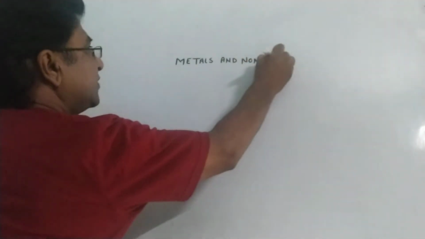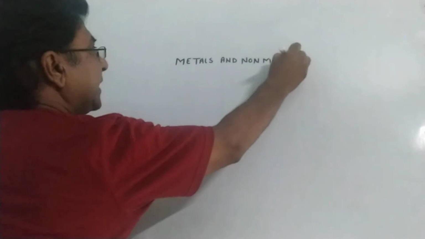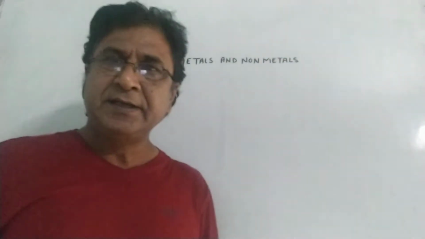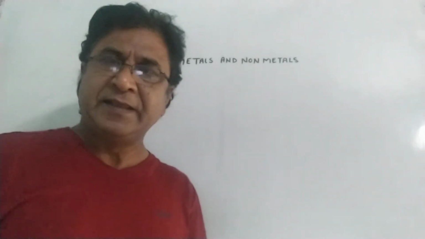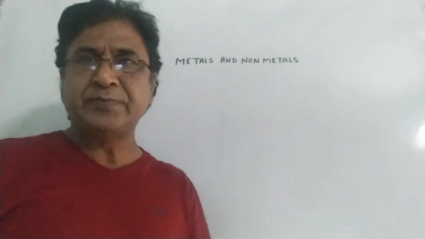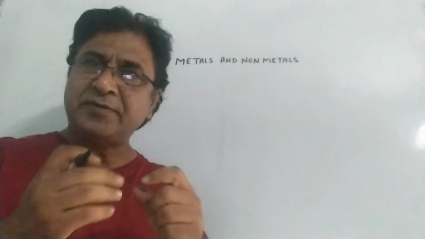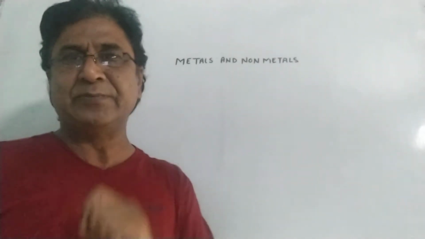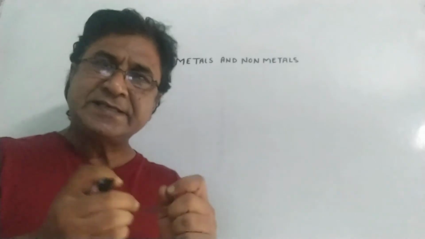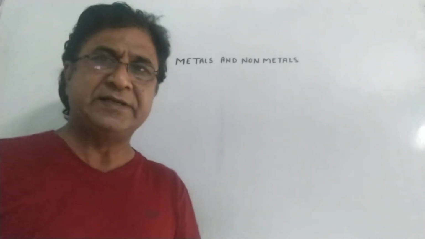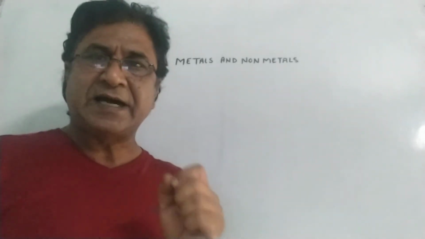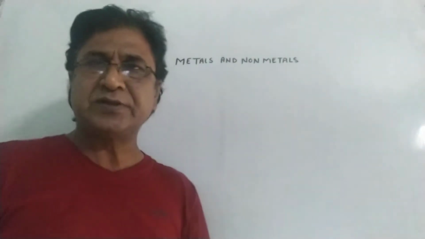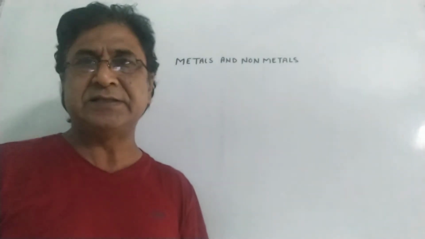Correct? Actually, when we are talking about metals and non-metals, we are talking about the elements. Elements we already know. This is the purest substance made up of similar kind of particles and further cannot be broken down into more simpler substances. So basically we are talking about elements. And elements can be differentiated into metals, non-metals and also the metalloids. We'll be discussing about that also.